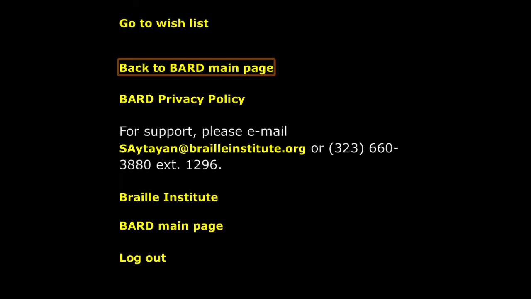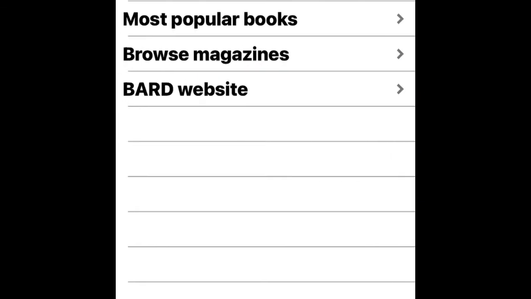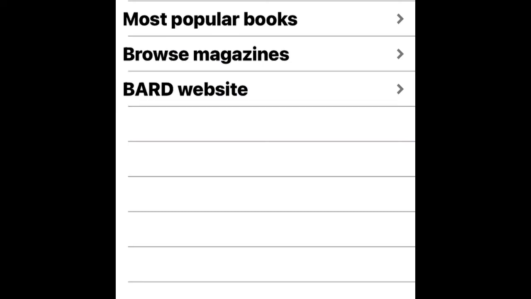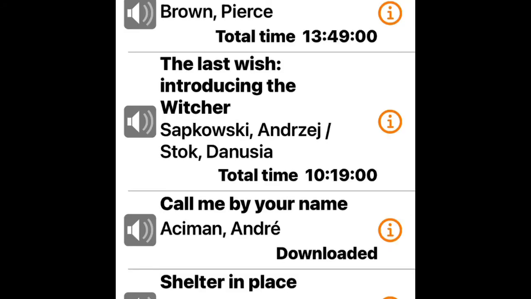Heading level 2. Here is your confirmation. Let's go back with the Get Books Back button to go back to the Get Books page. Now go to the BARD website. Go to the wish list. Wish list. Double tap to open the wish list. Wish list, 21 items. Now let's go to the title of the book that we want to download.